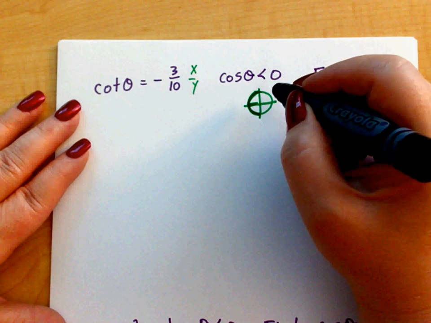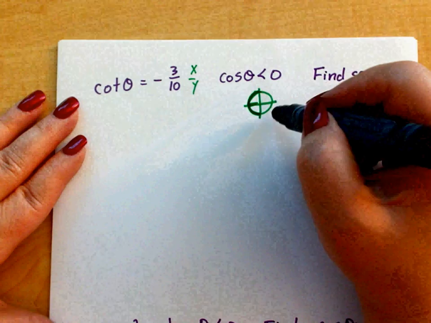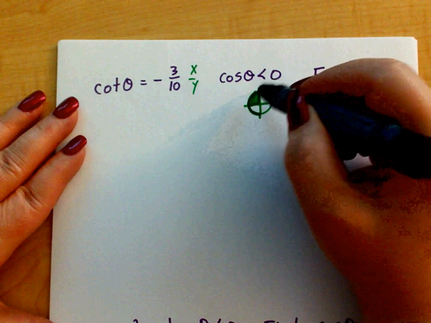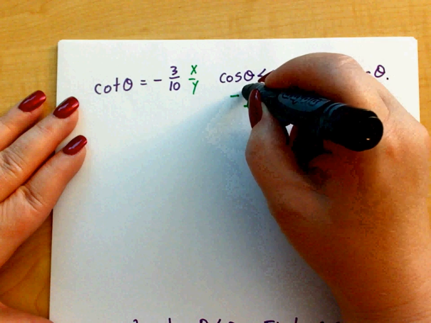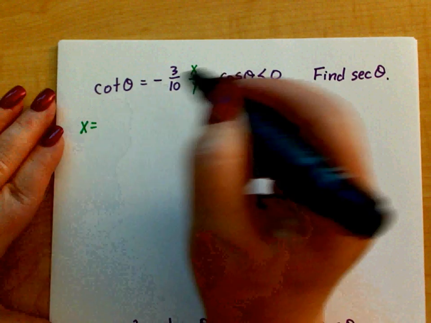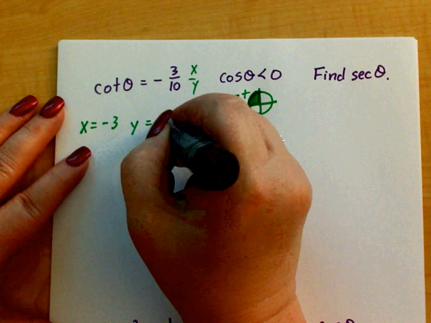If cotangent is negative, it happens in the second and in the fourth quadrants, so it must be then that it happens in the second quadrant where x is negative and y's are positive. So I already can tell then that x must be negative 3 and y is positive 10.